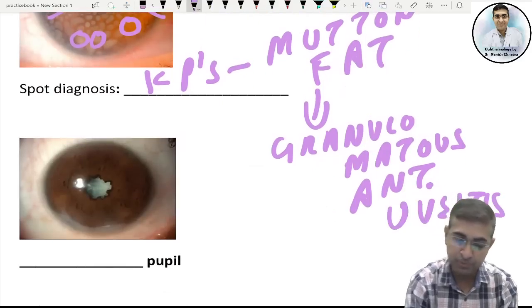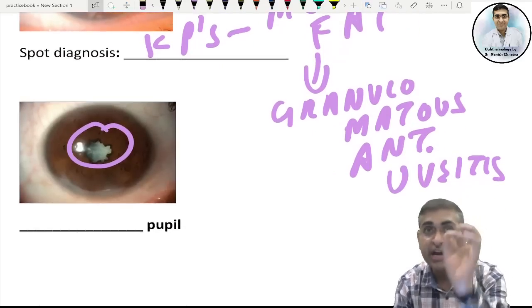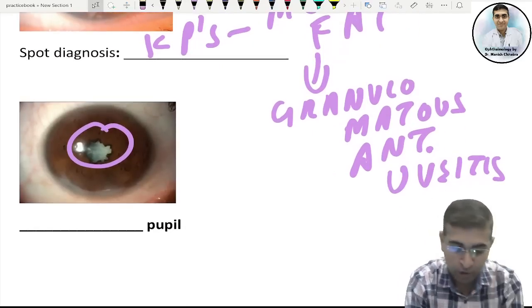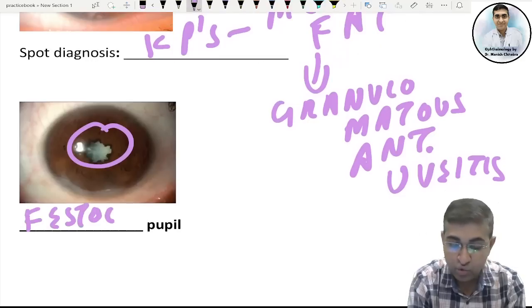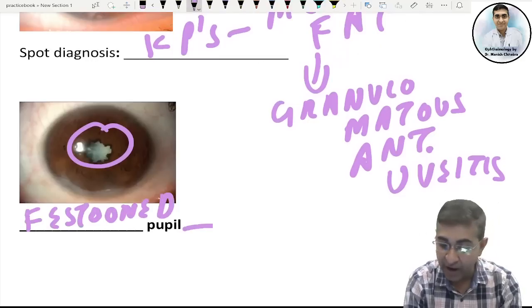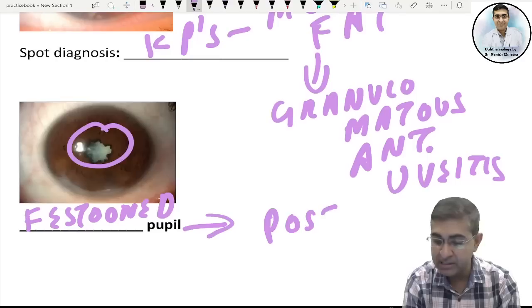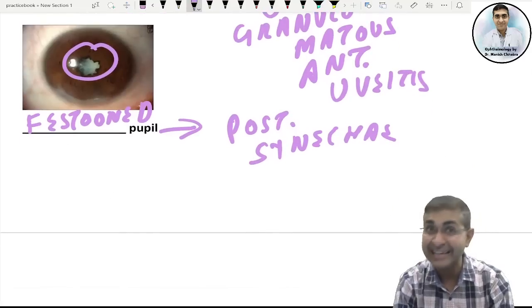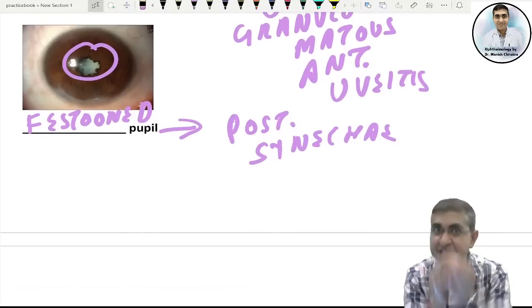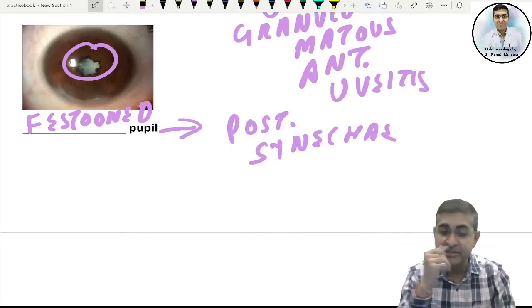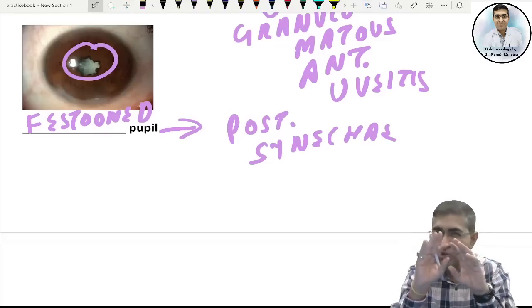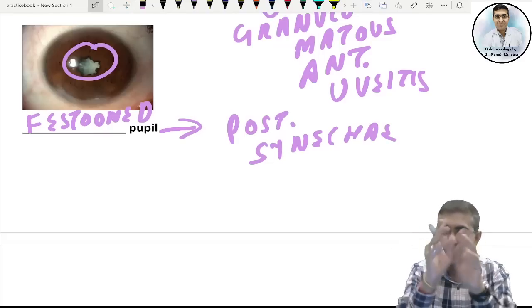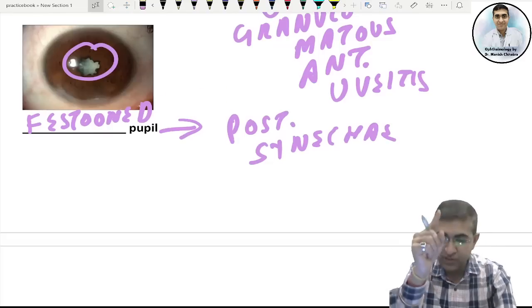Okay, which is this pupil? This is an irregular, non-reacting, small pupil. You call it a festooned pupil. It is seen due to the presence of posterior synechiae. If there is posterior synechiae and you put a drop of mydriatic agent, where there is synechiae it will not dilate, otherwise it is going to dilate. So it is going to give a zigzag irregular appearance to the pupil, so you call it a festooned pupil.